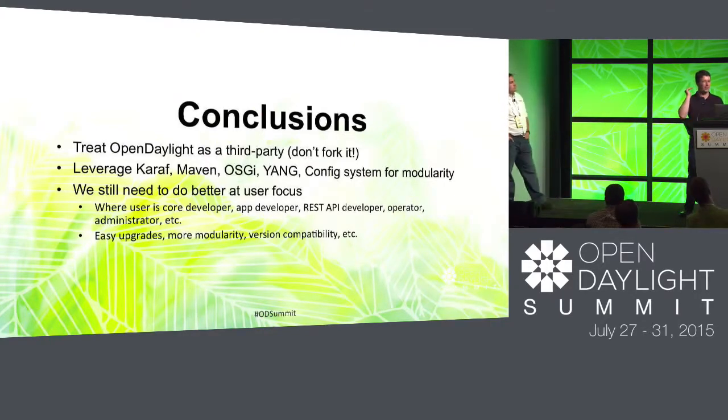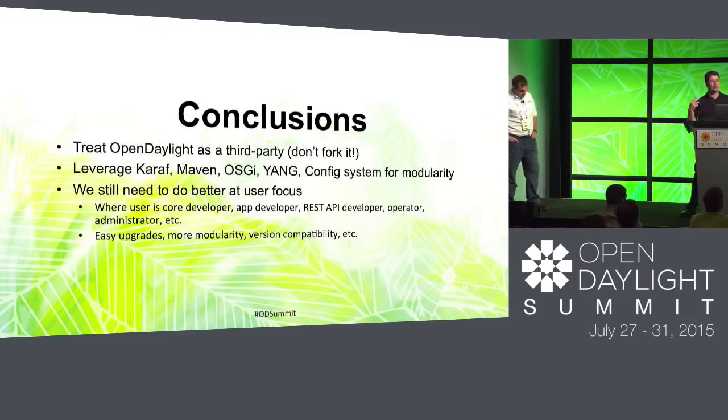If you remember only 3 things, it's basically 1, treat OpenDaylight as a third party. Don't fork it. 2, leverage Karaf, Maven, OSGi, YANG, and the config subsystem for modularity in order to add your apps and build your things. And then 3, we need to focus on the user to make the next leap in terms of making OpenDaylight both usable as a product in and of itself and also easily turned into products by vendors.